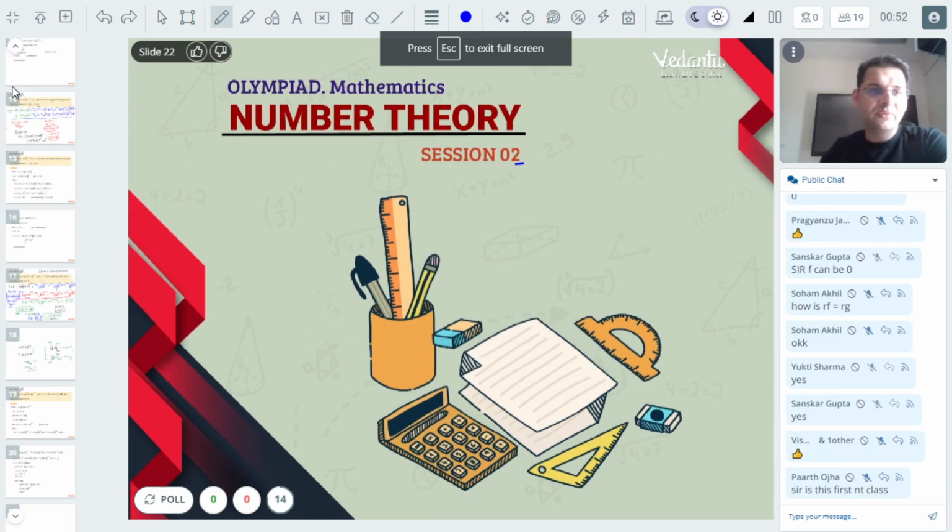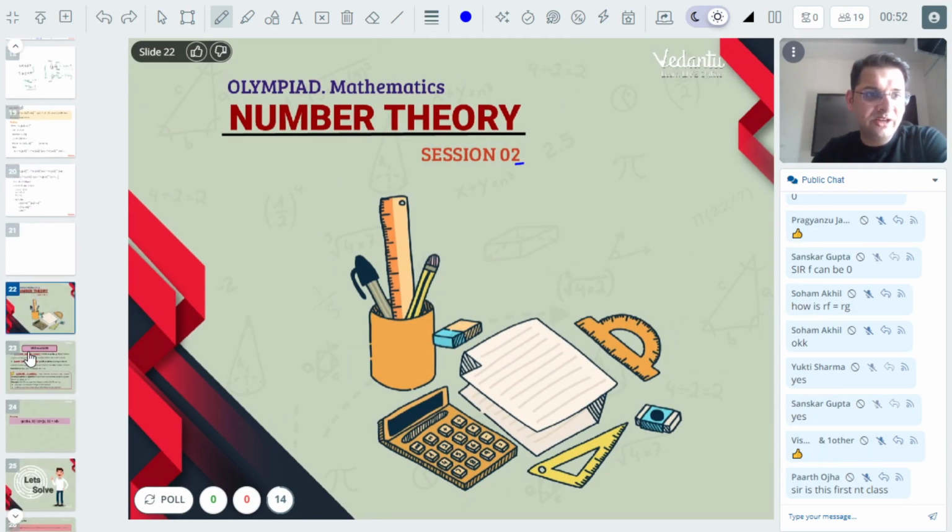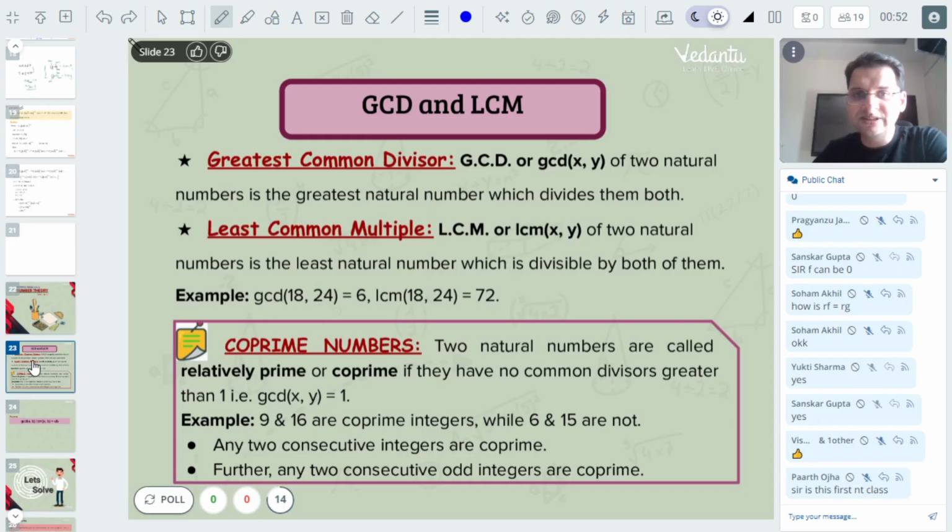Alright, so we'll start with number 3 now. And we're starting with this concept called GCD, LCM. So basics you already know. So what is GCD? It is the greatest natural number which divides them both. LCM is the least natural number which is divisible by both. So again, you have done these concepts since time immemorial, since you are in class 5th, 6th, 7th.